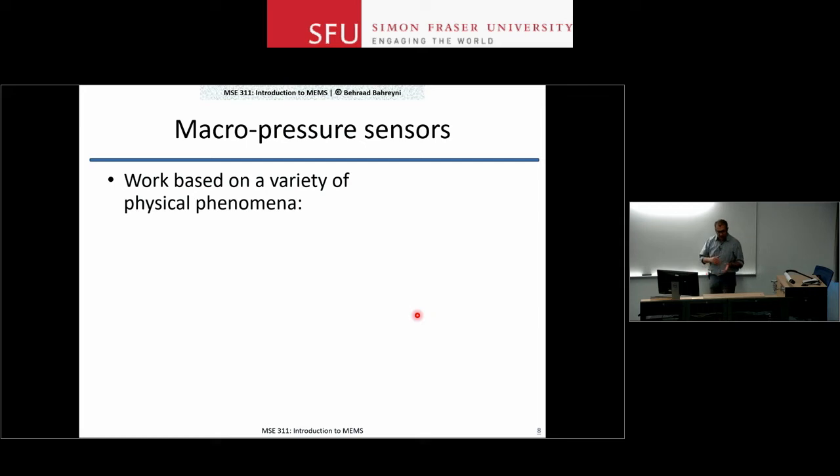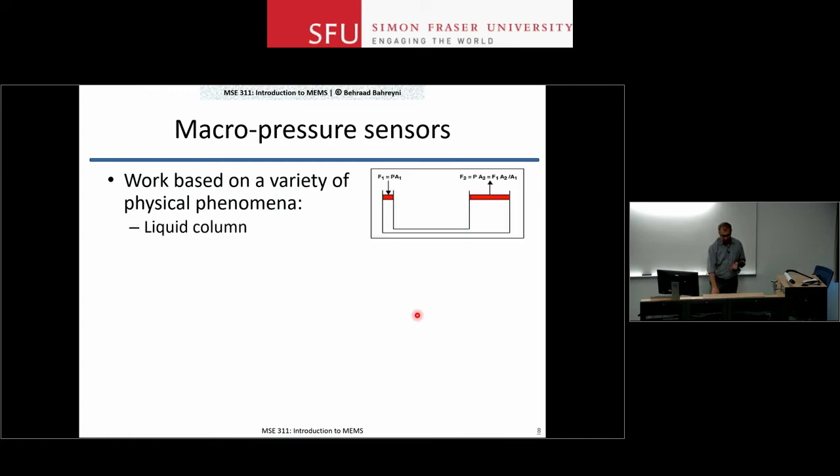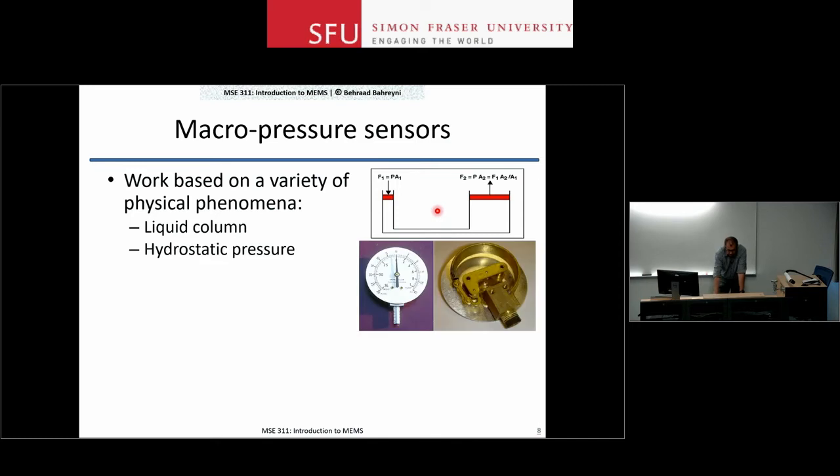At the macro scales, the pressure sensors that are made are based on a number of different physical phenomena. For example, you can have the liquid column pressure sensors, which again, you can see the operation here. You can have hydrostatic pressure sensors. Again, you have a bent column here. If the pressure here changes, the needle will move to the left or right depending on whether the pressure is increasing or decreasing. Ion gauges are interesting pressure sensors.